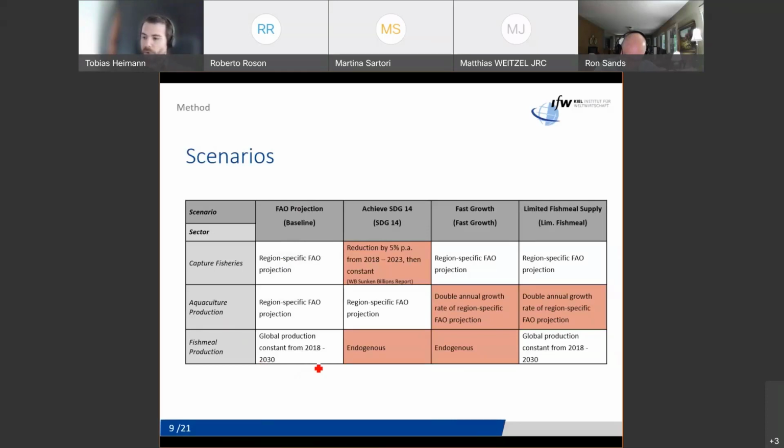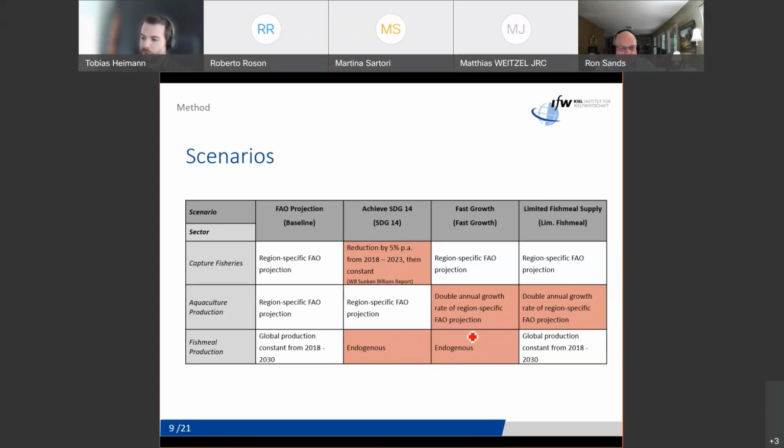assume. Furthermore, in the next scenario, we look at the SDG 14, where we want to rebuild sustainable fish stocks by a reduction of capture fish of 5% per annum for 5 years, and then it remains constant until 2030. So this quantification is taken from the World Bank Sunken Billion reports and basically reflects the moderate path to achieve sustainable fish stocks. And here fish meal production is endogenous.